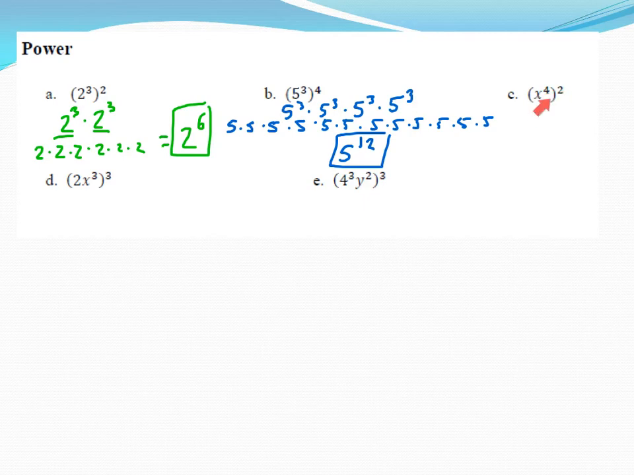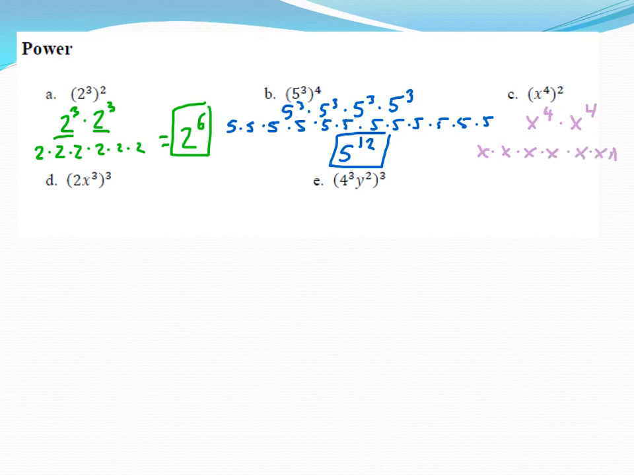So again, inside the parentheses is going to be my base. So in this case, my base is going to be x to the 4th. Okay, to the 2nd power means x to the 4th times x to the 4th. Inside's my base, that's my power, tells me how many times I'm multiplying them together. Then I can expand x to the 4th. What does x to the 4th mean? That means x times x times x times x, all multiplied again by itself.